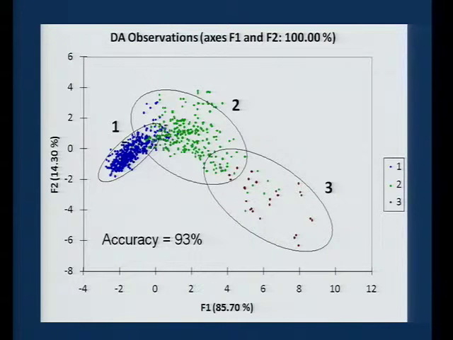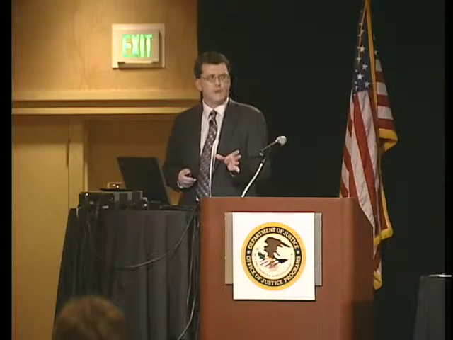And then last but not least is the discriminant analysis. In this case, it's 93%. So if we assign 3 main groups to automotive clear coats in our sample database, our accuracy is 93%.